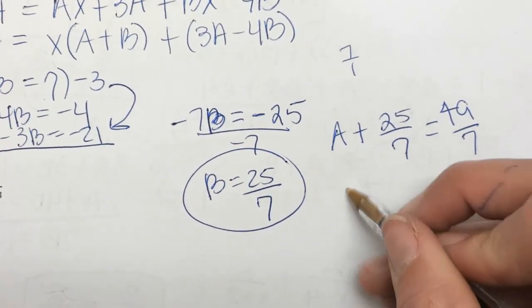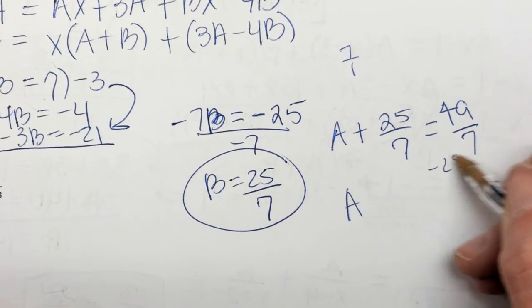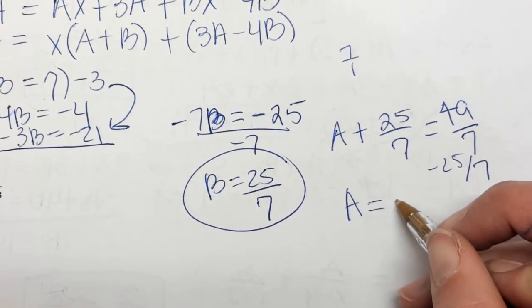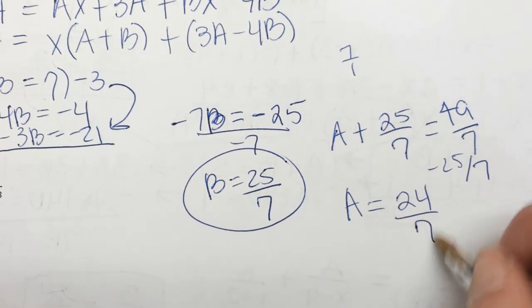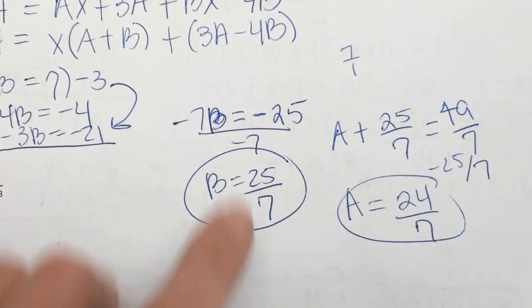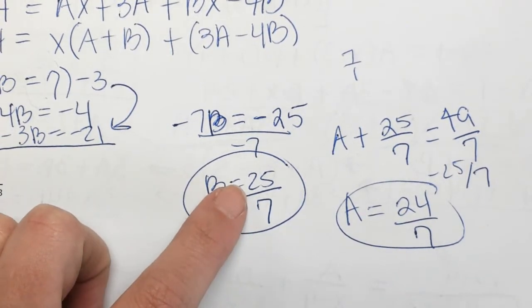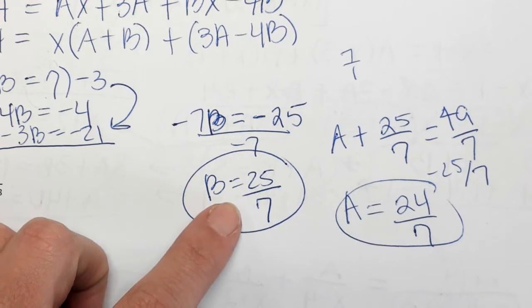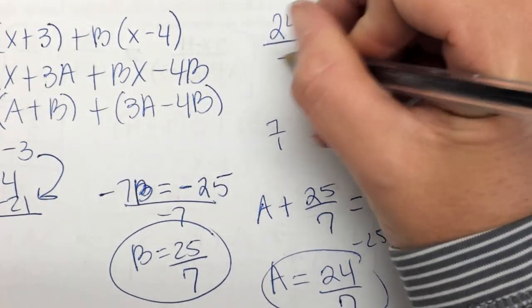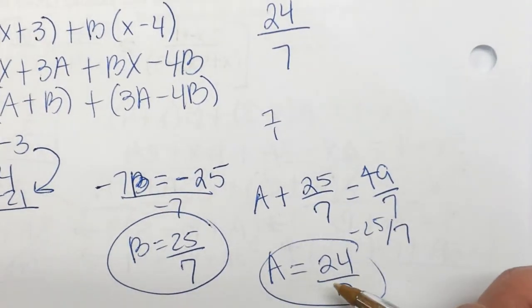Now we're going to subtract what? Good. So what's 49 minus 25? Good. 24 over 7. So how you'll write your answer is you'll leave 25 on top just like you see it. You'll leave 7 on the bottom just like you see it. So here's what I mean. It's going to be 24 over 7 for a.